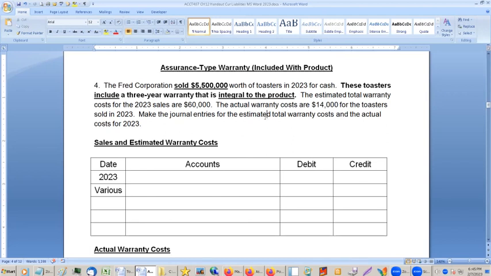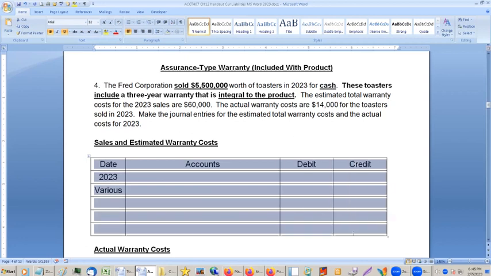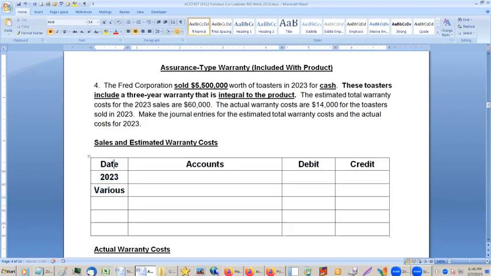Okay, so we have to make a journal entry for the sales. So these are sales that are made for cash. And by the way, I have various here because there'll be sales made on, you know, January 1st all the way through December 31st probably, and so throughout the year. Okay, what would the sales for cash look like? What would the journal entry for that be?